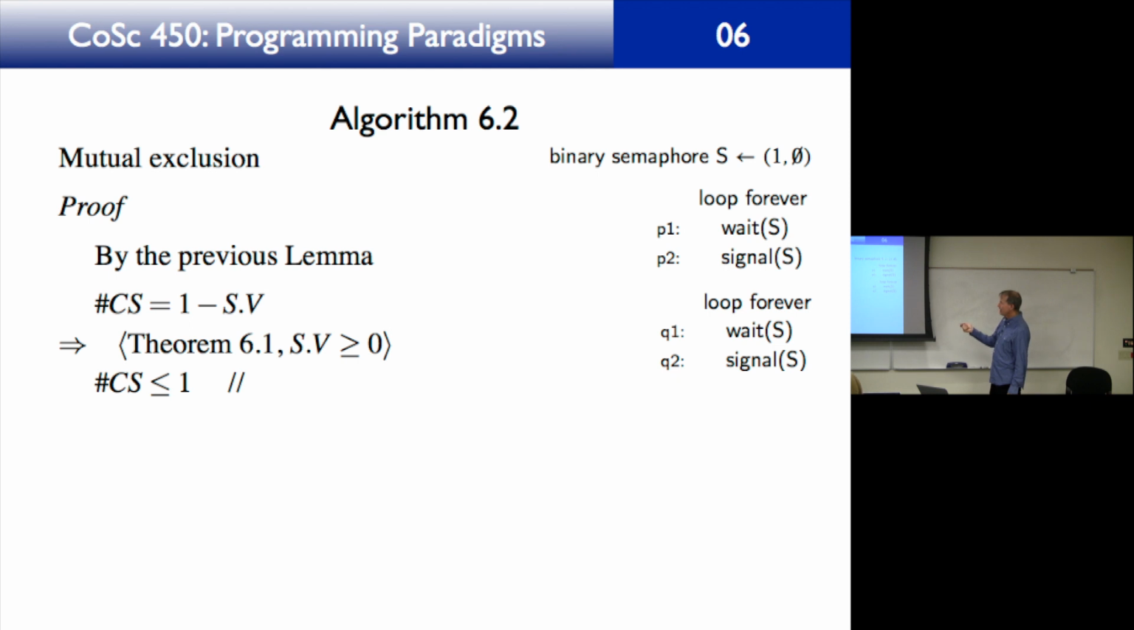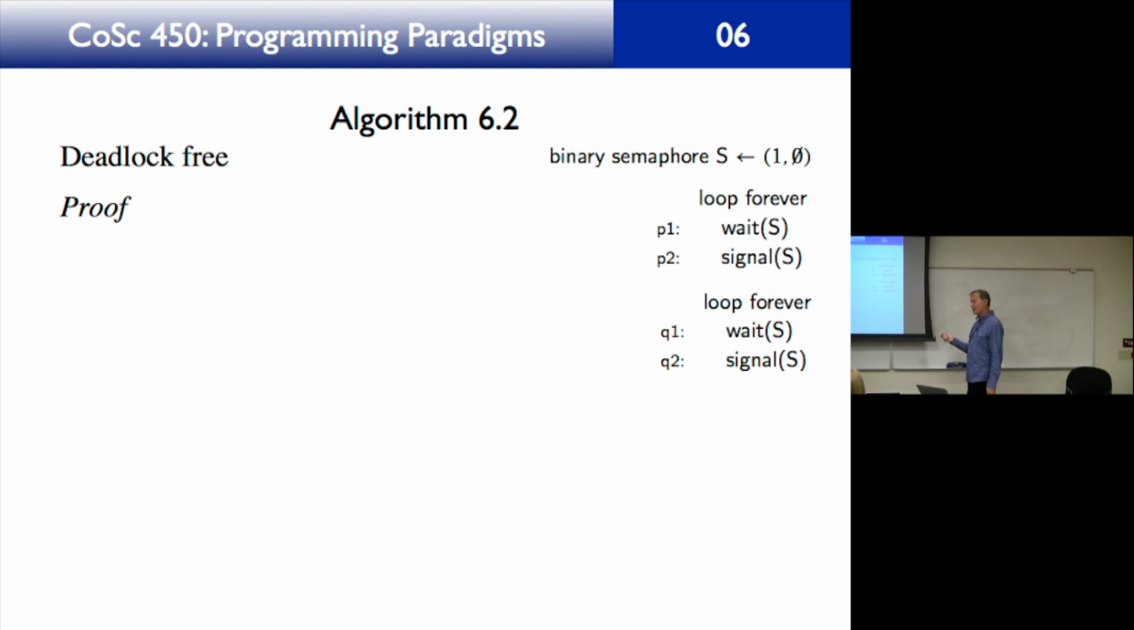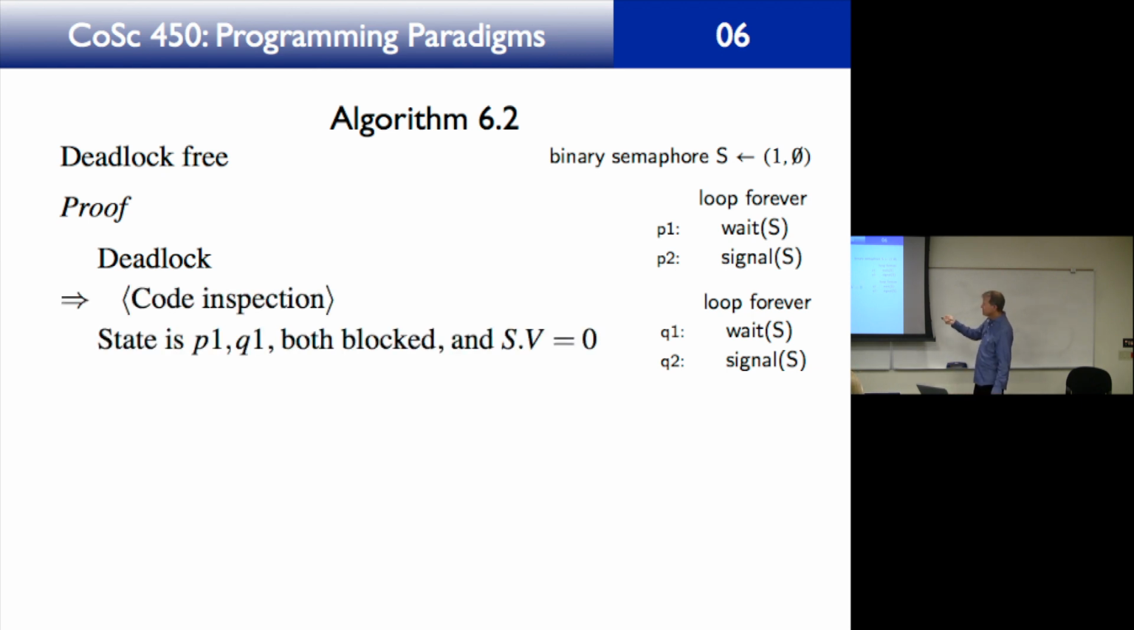Okay. Now, how about deadlock free? How can it deadlock? What has to be true for it to deadlock? Yeah, they have to be stuck. Right. So let's do some code inspection. In order to have deadlock, that implies by code inspection that P1 and Q1 are both blocked. Are you with me? So the only way they can be blocked is if S.V equals 0. Right? Because that's how you get blocked. So by code inspection, P1 and Q1 are both blocked and S.V equals 0.